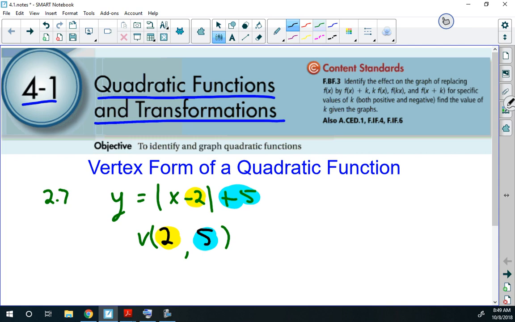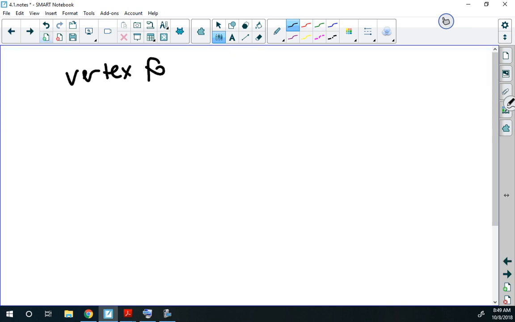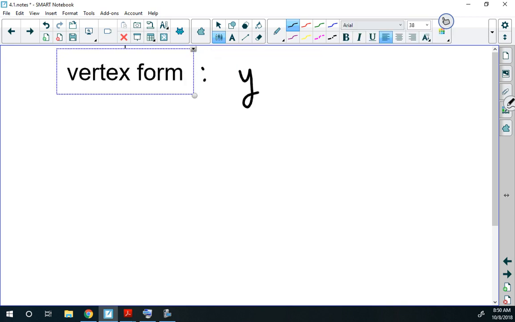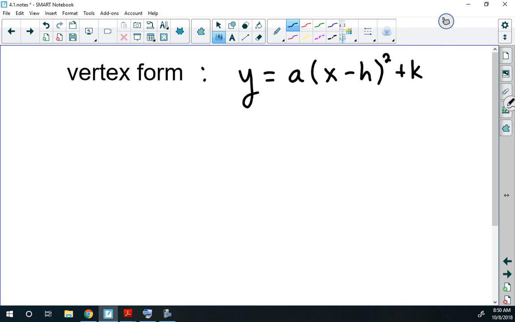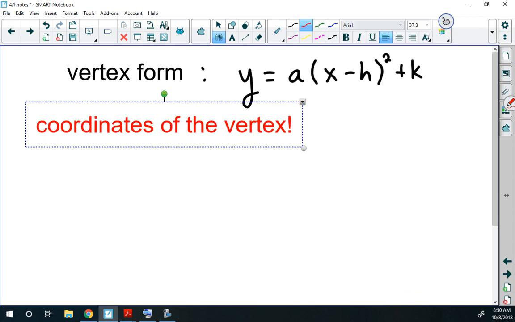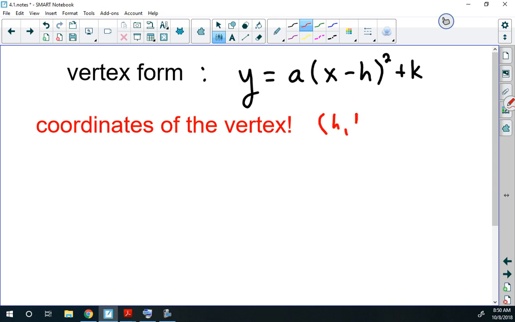So here we go, vertex form. Vertex form of a parabola. What it looks like is this. Y equals little a times the quantity x minus little h, the quantity squared, plus k. That's vertex form. The coordinates of the vertex then are going to be h, comma, k.